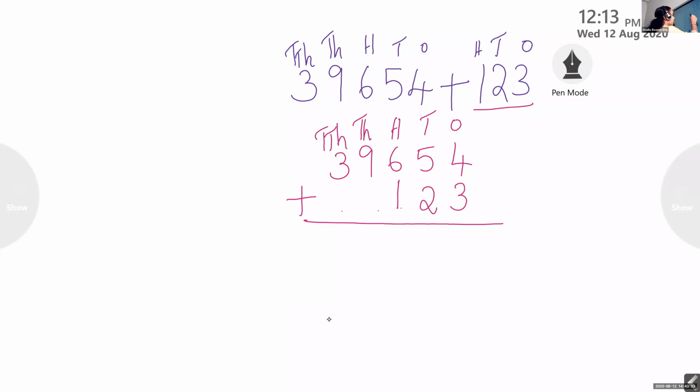Understood? Yes, ma'am. Okay, children, you can do this now. There is no carryover. I have given you a simple question to make you understand how to place the numbers. We have to place the numbers from the ones digit, not from the thousands place. If you write the number like that, then your answer will be wrong. Okay, now do.